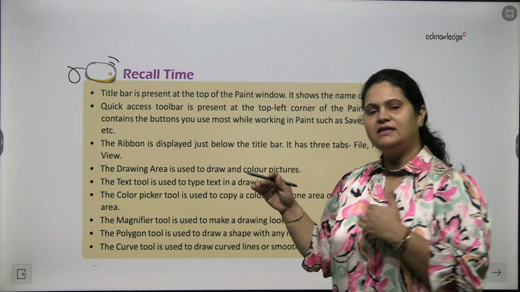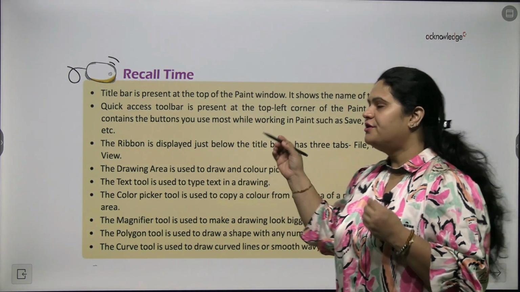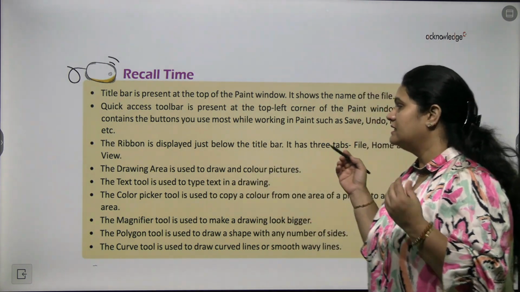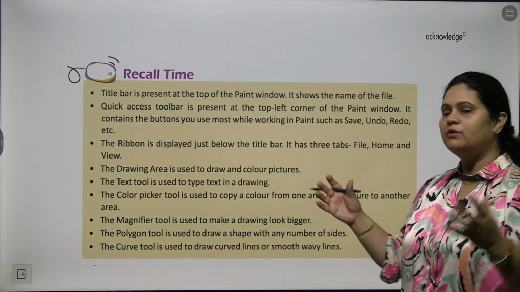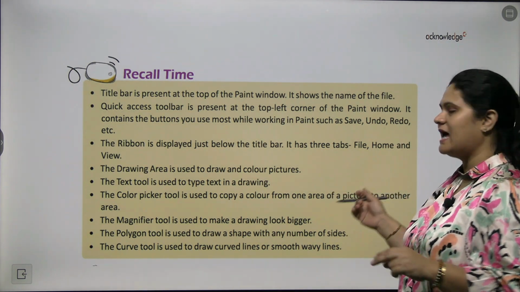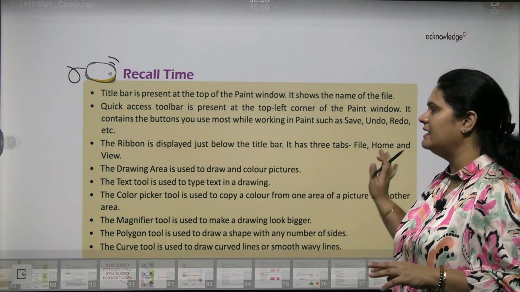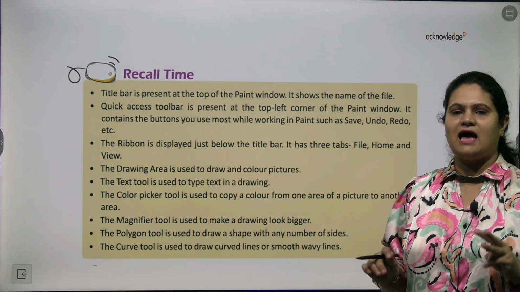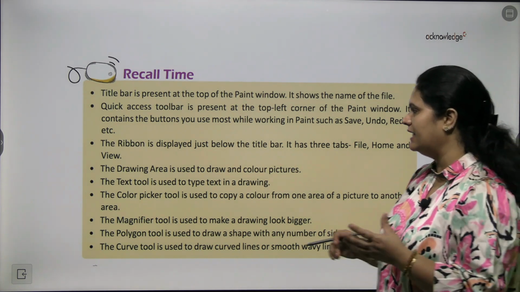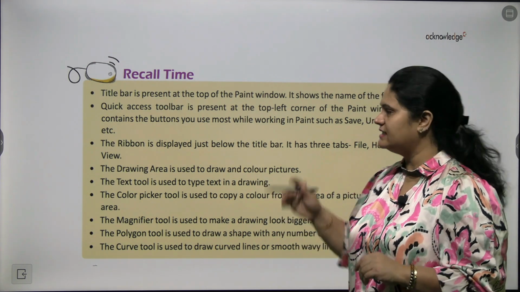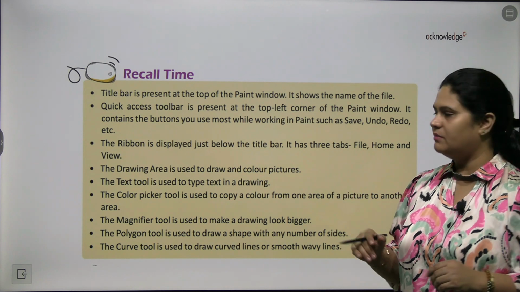Now, just under the title bar, there is a ribbon, and it displays just below the title bar, and it has 3 tabs, that is File, Home and View. These are the 3 tabs that are displayed in the ribbon, right? It is just below the title bar.